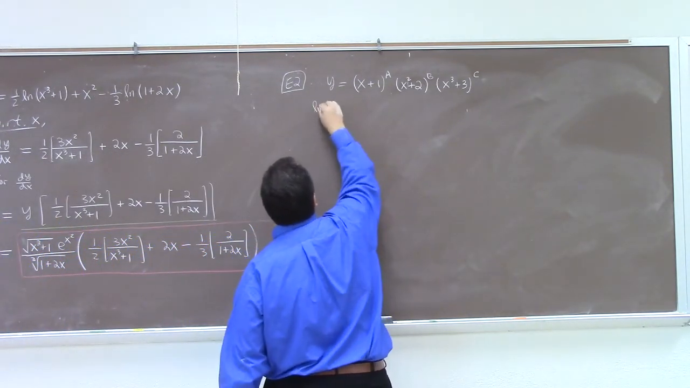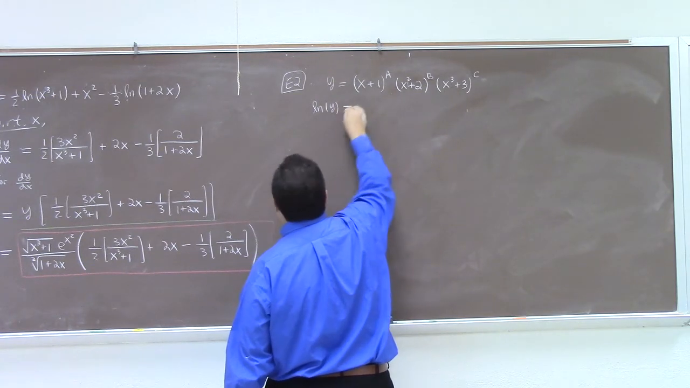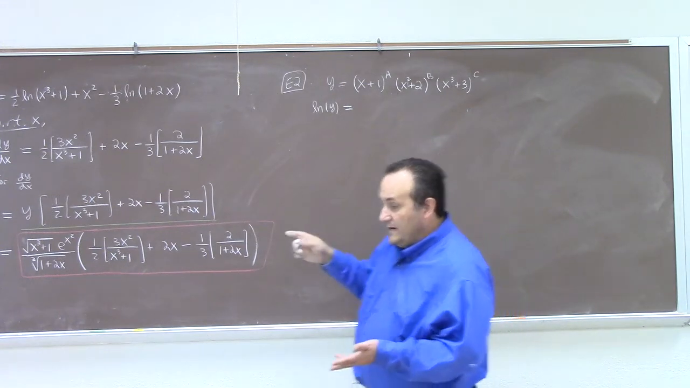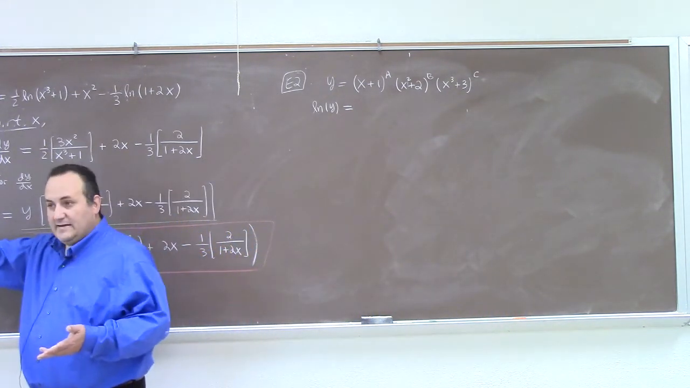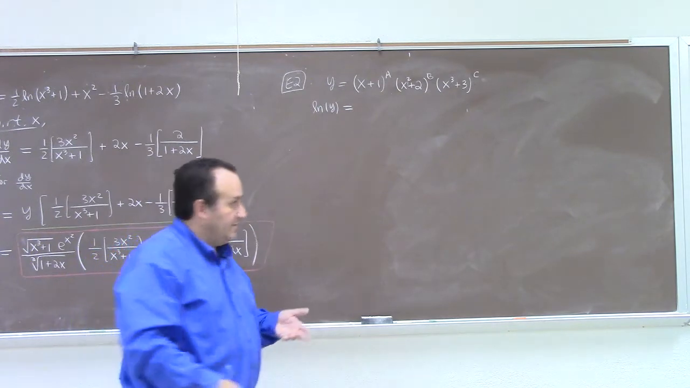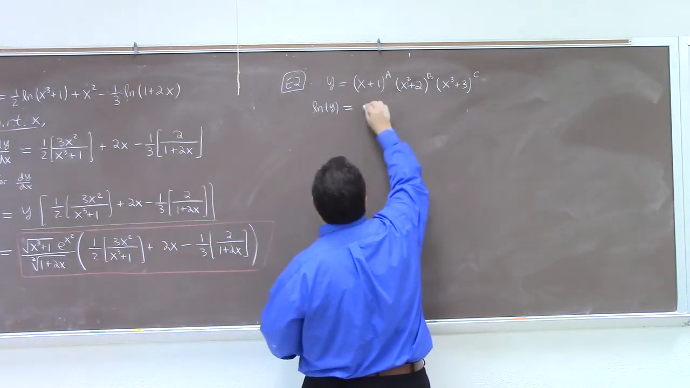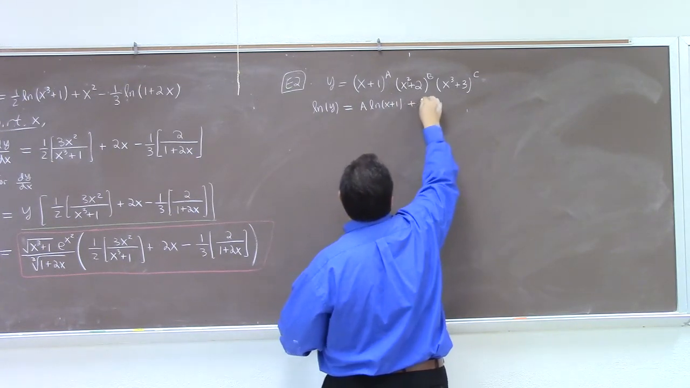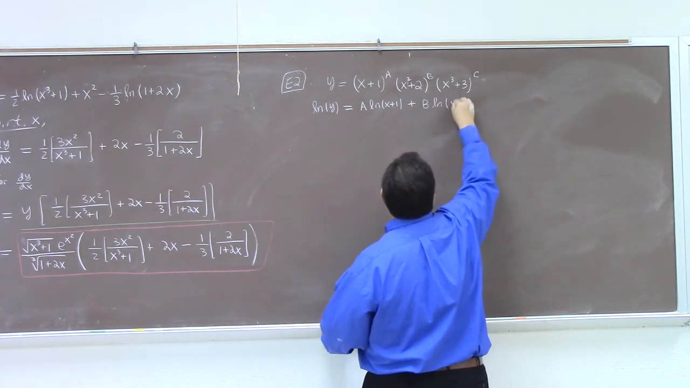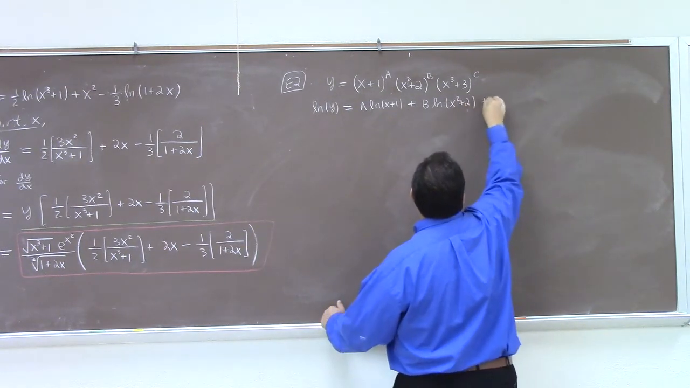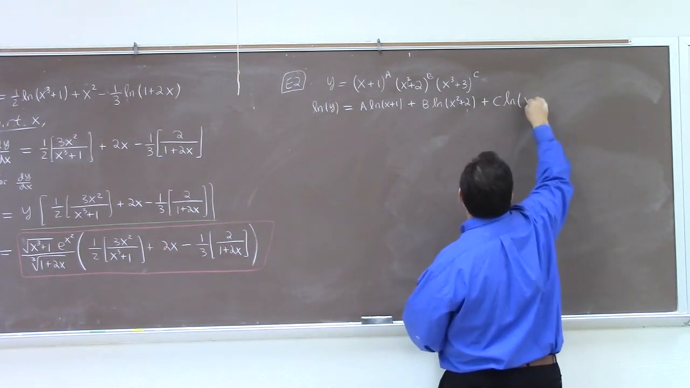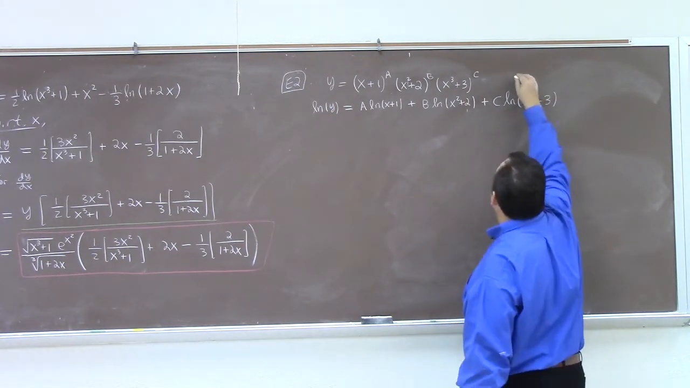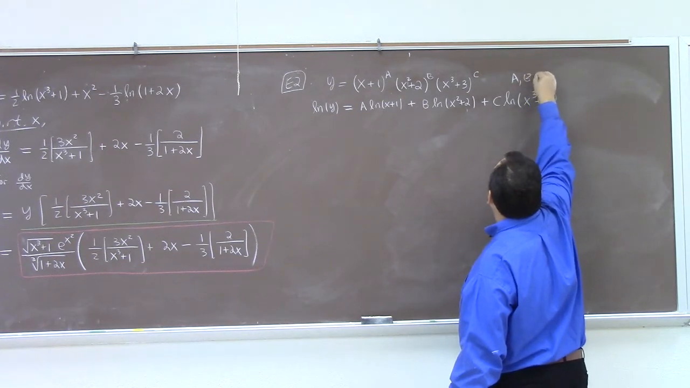We go natural log of y. And I'm just going to do it in one step. You can also, if you understand. Now, if you need to break it down into multiple steps like I did in the first example, then do so, but I'd like to point out that you don't have to do that. This is a natural log of x plus 1, plus b natural log of x squared plus 2, plus c natural log of x cubed plus 3, if I take the log of the expression. Here, I'm assuming a, b, c are constants. Not necessarily positive, but constants.